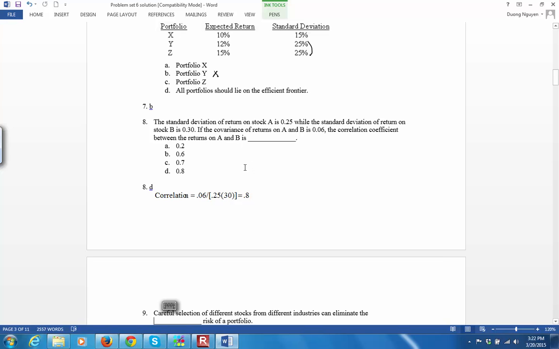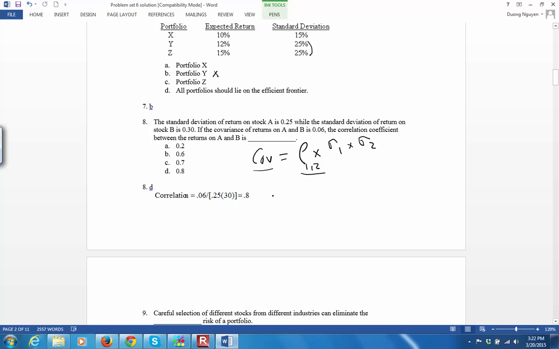Now number 8, the correlation. Remember, the covariance is equal to the correlation between the two stocks 1 and 2 times sigma 1 times sigma 2. Covariance tells you about the direction between the two stocks. Correlation tells you how strongly or how weakly they are correlated to each other. If you know the correlation, you should be able to calculate the covariance, and vice versa.